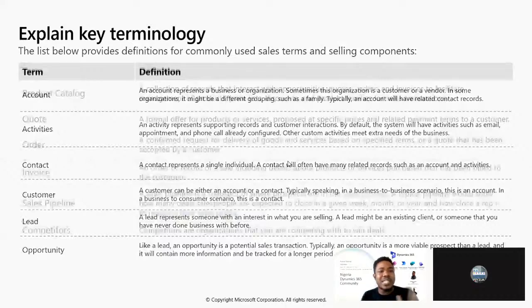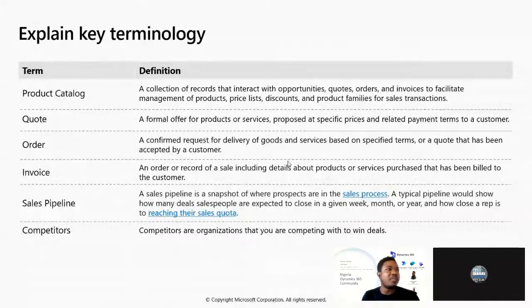The next one is the product catalog, right? I think we all will be familiar with it. We see this a lot on WhatsApp pages and some people's business accounts. You see their catalog and they show you the list of products that they have. It is a collection of records that interact with opportunities, quotes, orders, and invoices to facilitate the management of products. They usually include the price list, the discounts we have on some products, product families, and products that can be matched together for the sales transaction. So the product catalog contains all of these items as well.